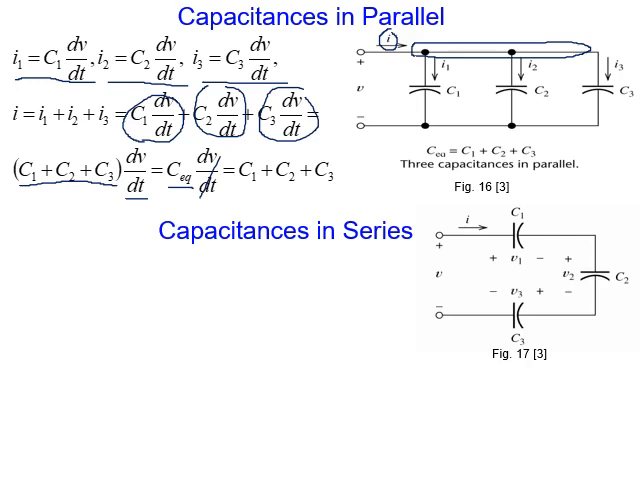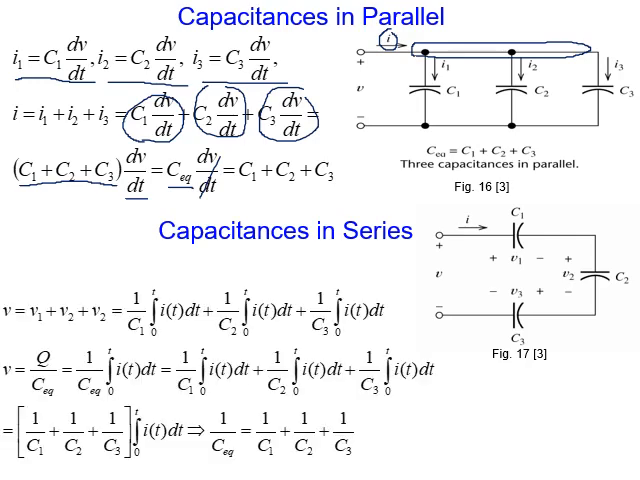Now next is capacitances in series. You can see here. Now I will also use Kirchhoff's voltage law, because what does Kirchhoff say? The voltage of the circuit equals the voltage across capacitor 1 plus capacitor 2 plus capacitor 3, because they are connected in series, as you can see here. And you remember that to find the voltage for the capacitor, 1 over C integration of current with respect to time, as you can see here, for capacitor 1, for capacitor 2, for capacitor 3.